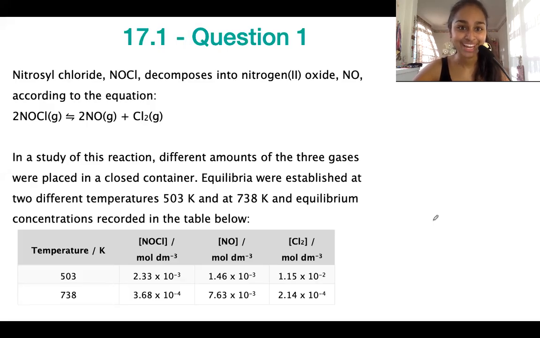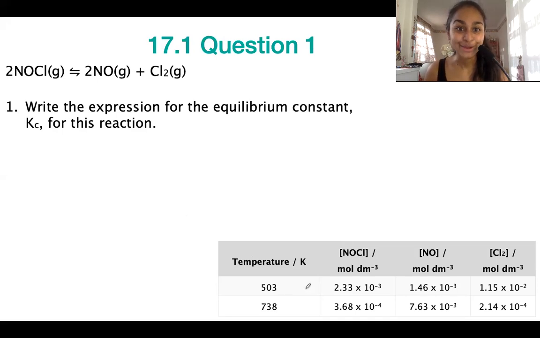So this is your first question. You're given a reaction and you are told that in the study of this reaction, different amounts were placed in a closed container. Equilibrium was established at two different temperatures, and you've got the equilibrium concentrations in this table down here. So that's the preamble to your question. So let's see what they're actually asking you to do now. So that's the reaction from the question.